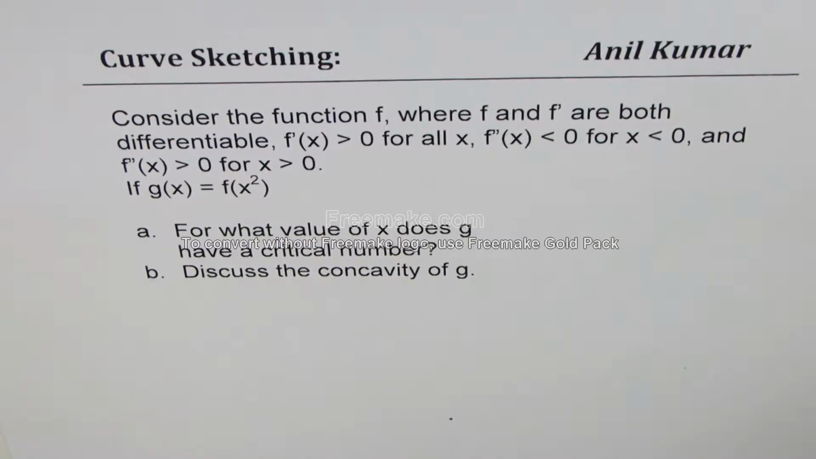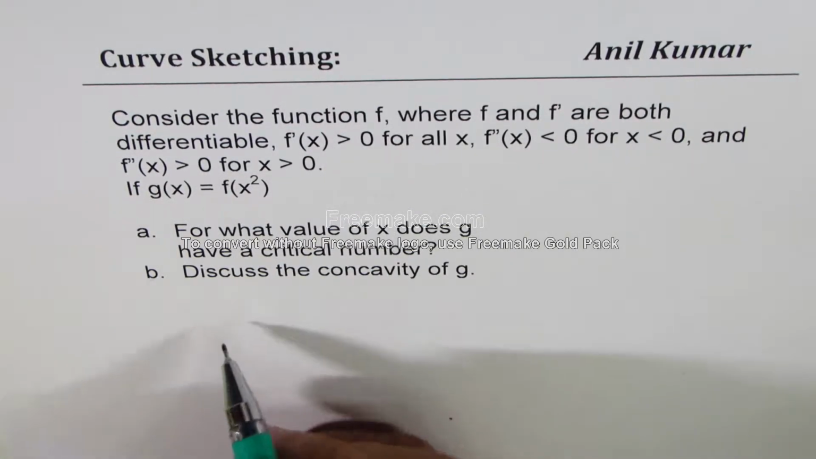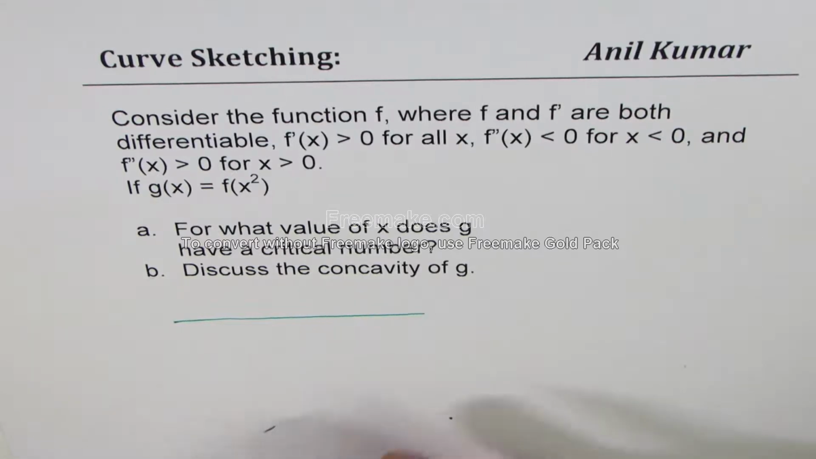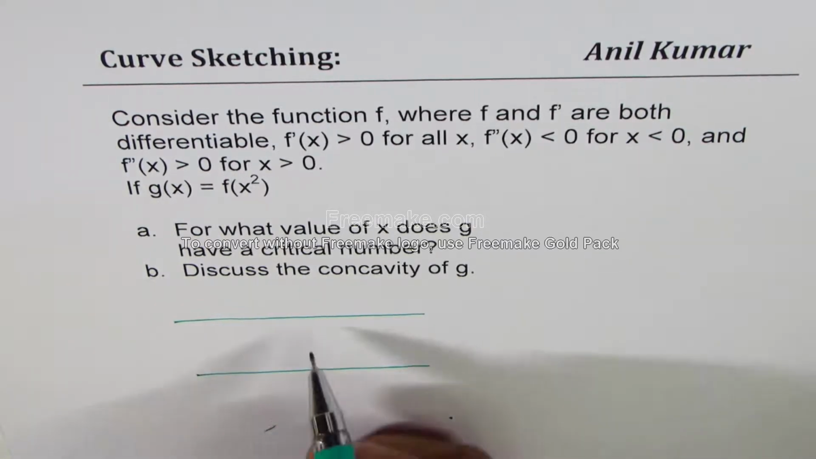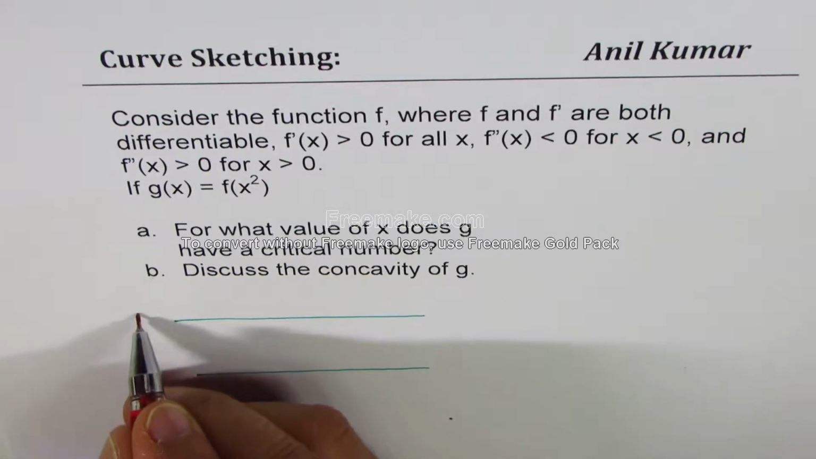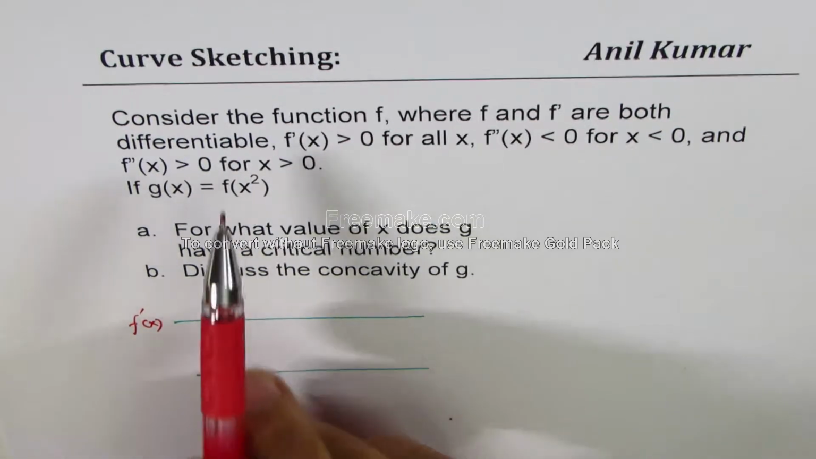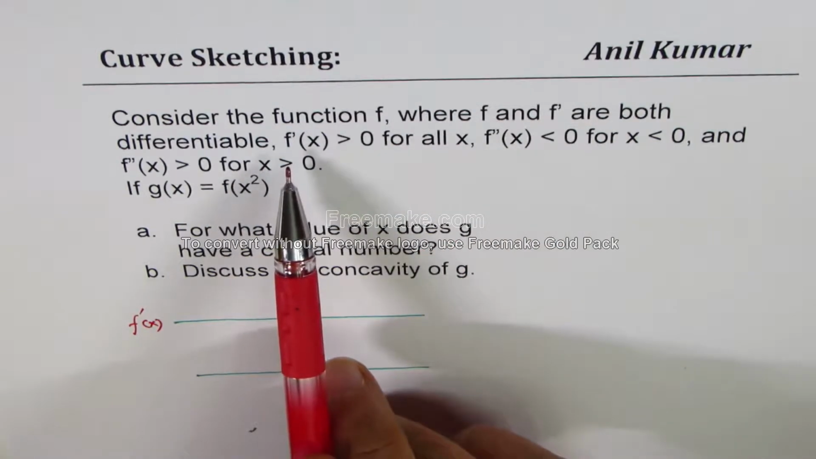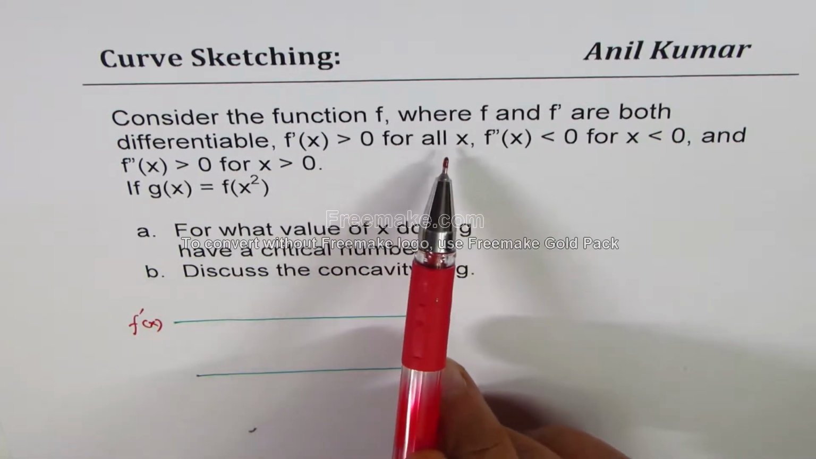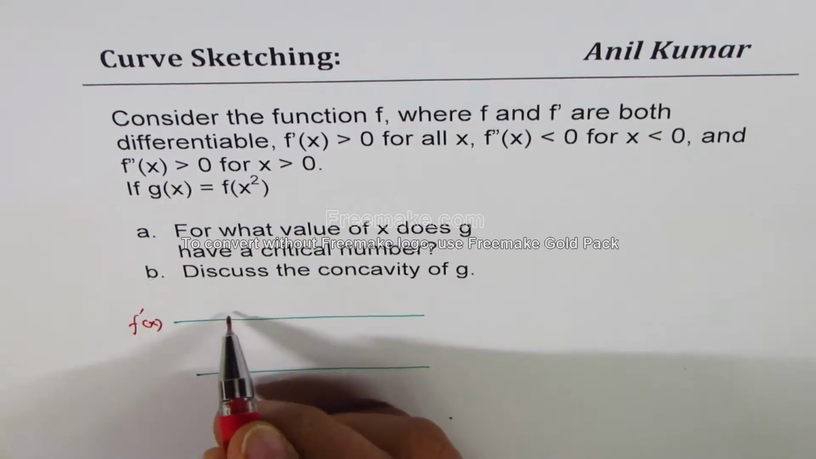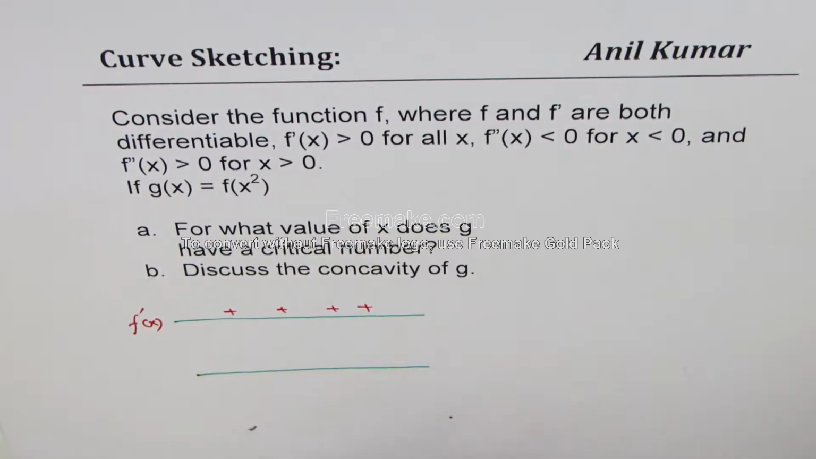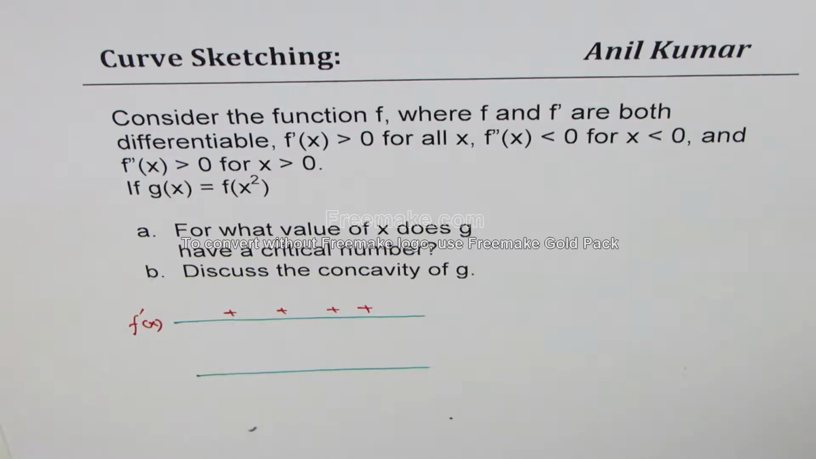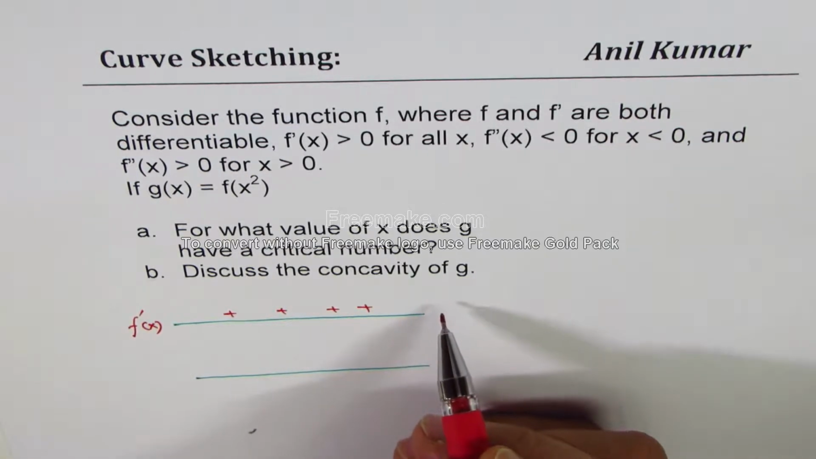That's the question, right? So let's try to understand the conditions given to us. We are given two things. One, we are given about the derivative of the function, which is f dash x. It says f dash x is greater than 0 for all values of x. So it is always positive. So we could treat this as a positive constant, to be very simple. So let's take a positive value, something k.